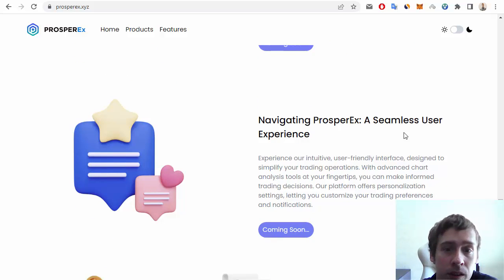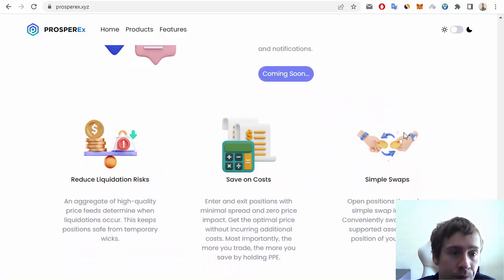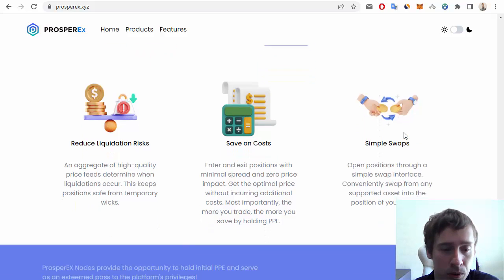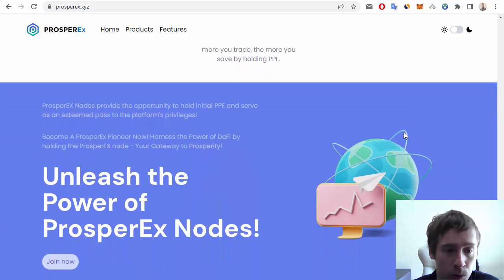So experience our intuitive, user-friendly interface, also designed to simplify your trading operations, and also with advanced chart analysis tools at your fingertips, you can make informed trading decisions. And also this project reduces liquidation risk, also saves on costs and offers simple swaps. And also of course you can become a node if you want with this project.